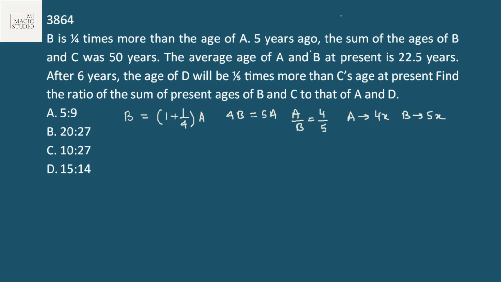5 years ago, the sum of ages of B and C was 50 years. That means the present age of B and C is 50 plus 5 into 2, which is 10, that is 60 years. Both will grow by 5 years. The average age of A and B at present is 22.5. That means A plus B is 22.5 into 2, that is 45 years. We are getting a few things now.